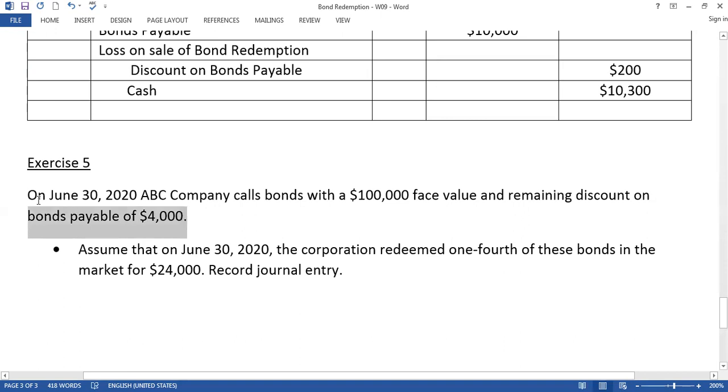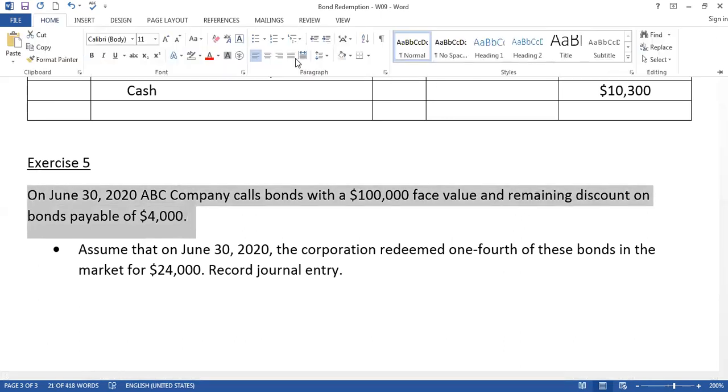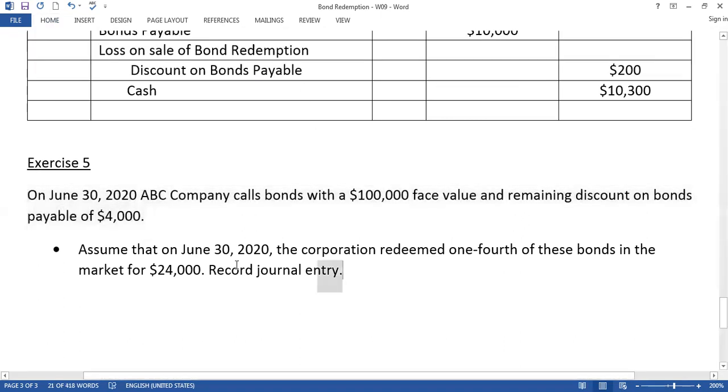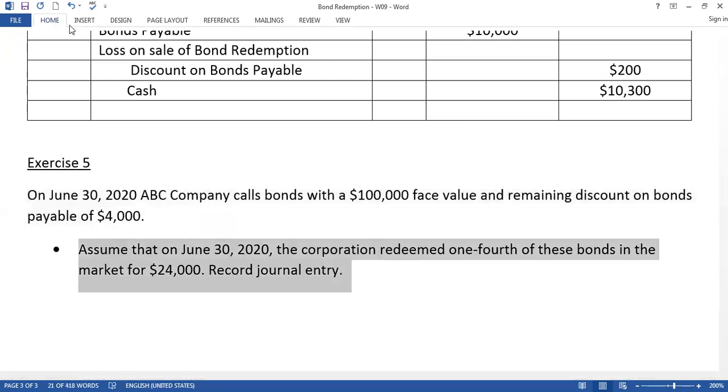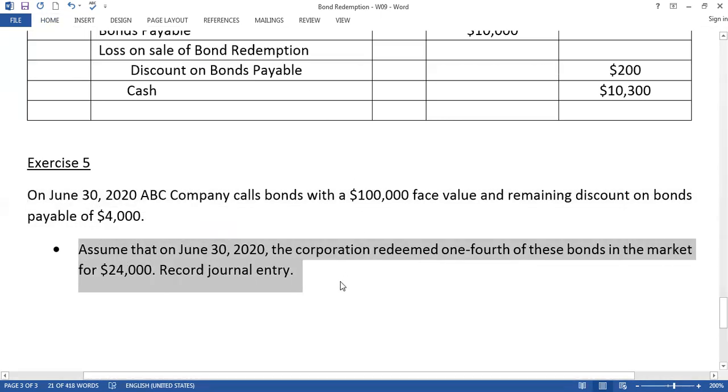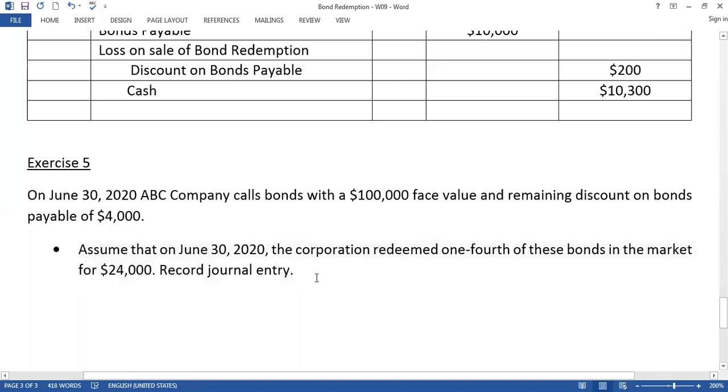So this is a little bit challenging. So how to solve this journal entries?